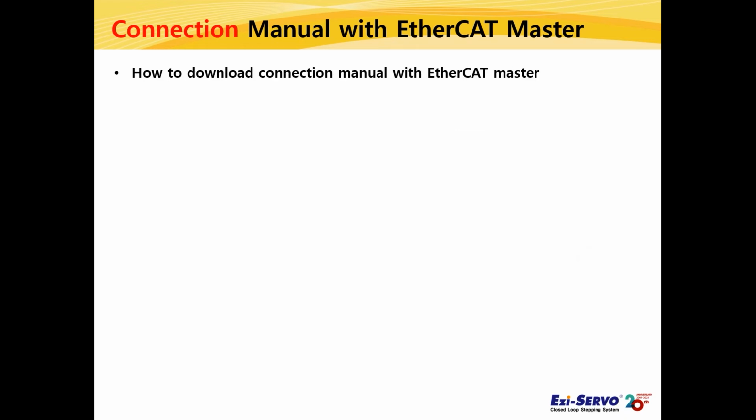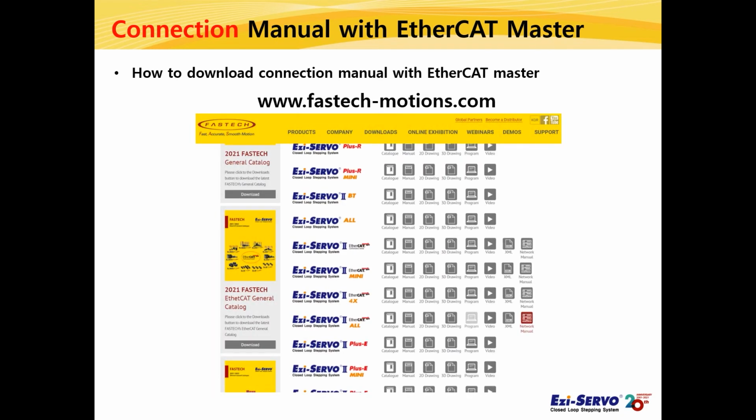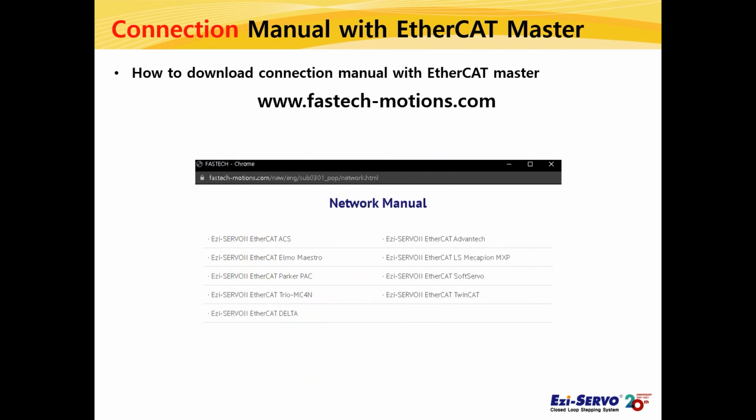And, EtherCAT connection manual with each master can be downloaded from FASTECH website. If you access the following address and place the mouse pointer on the Downloads tab of the homepage, an item called Quick Download appears. Click on the item to display a list of products. Click the Network Manual button of the Ezi-SERVO II EtherCAT ALL product among the products in the list to download the connection manual for each master.